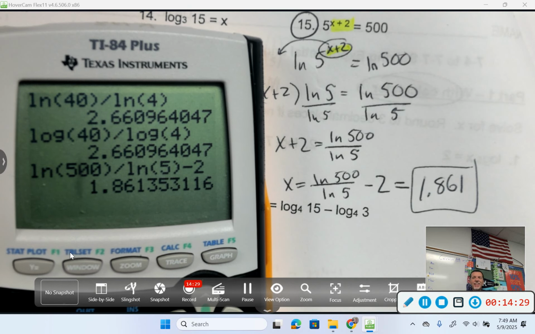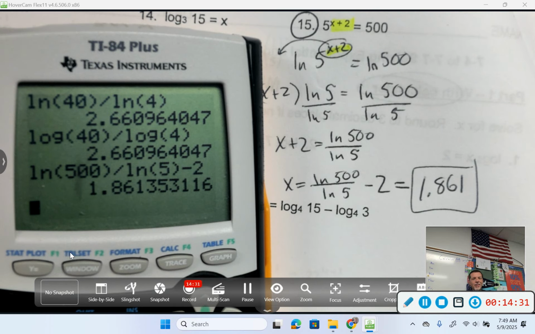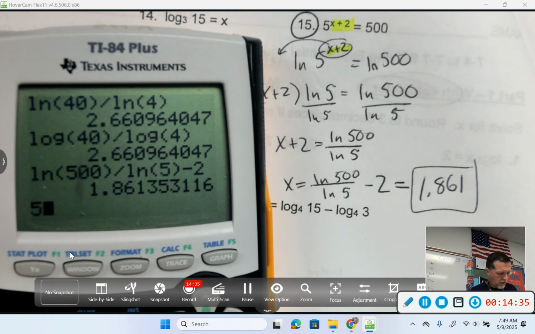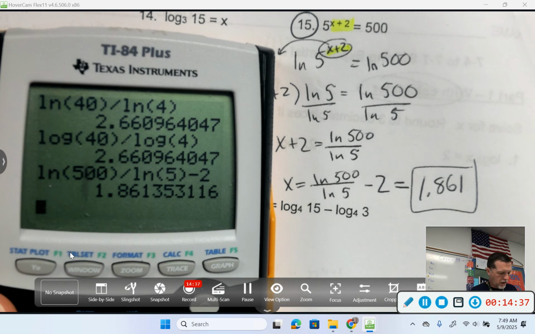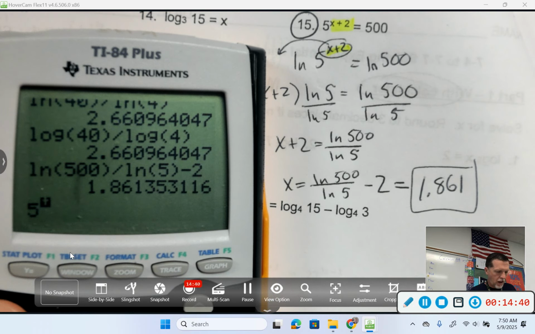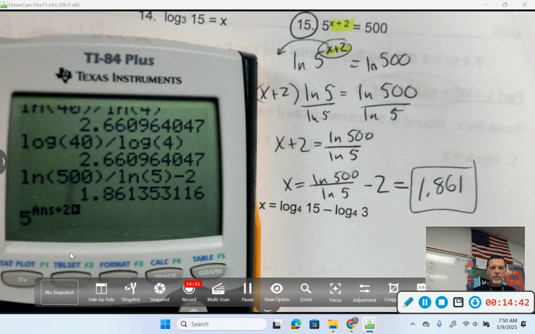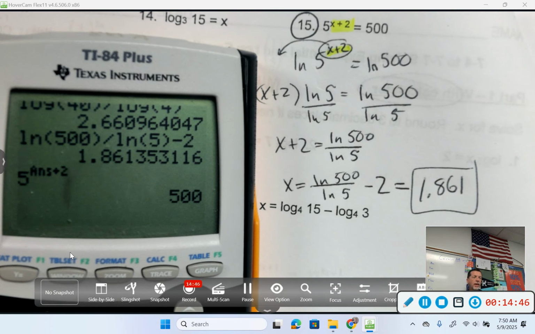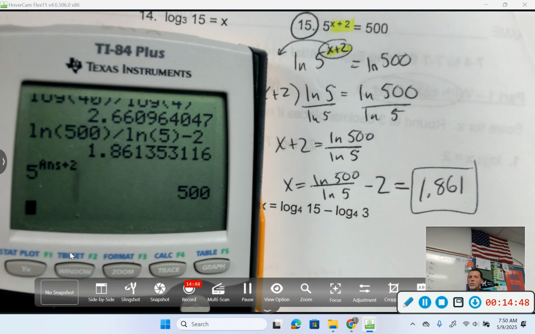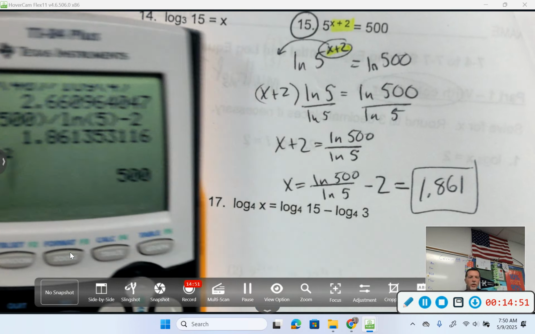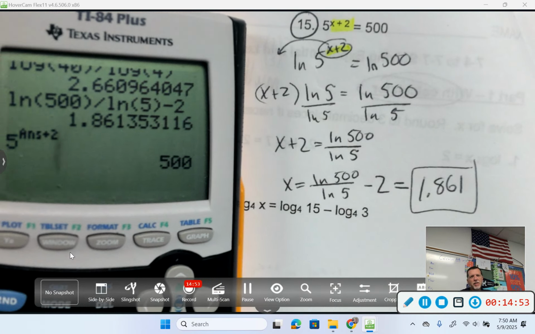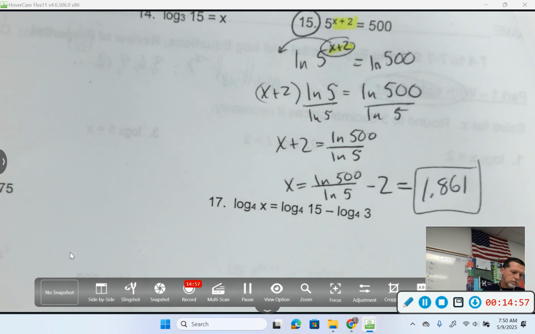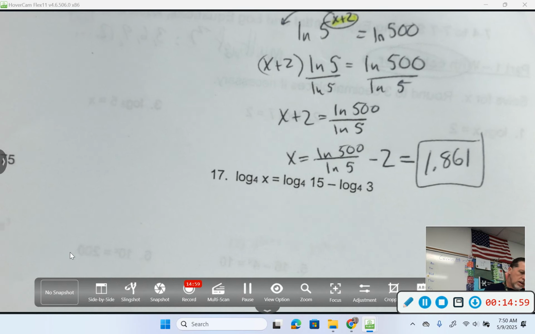And again, checking is easy because you have a calculator and you've got the thing you want to plug in, right there in the calculator. So 5 to the answer plus 2. That's supposed to give me 500, and it did, so I know I got it right. Again, you don't have to check them, but it's super easy to check them. So if you do one that's got a bunch of steps and you're not sure you did everything right, it's really easy to make sure you got the right answer.